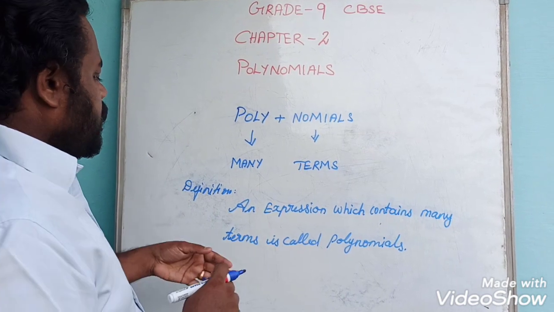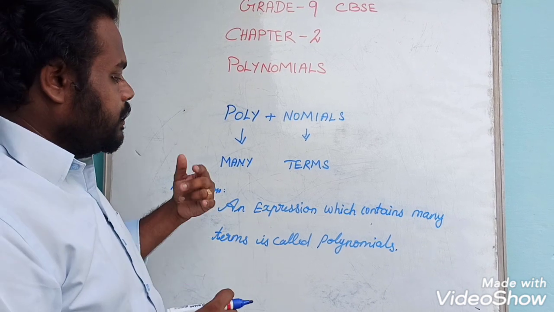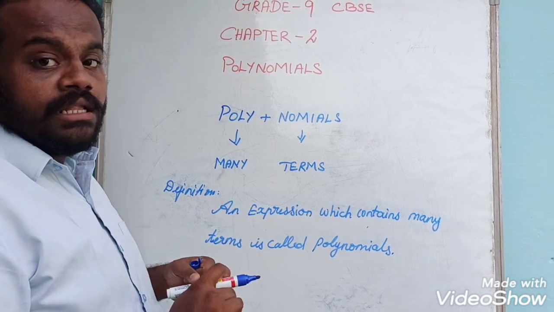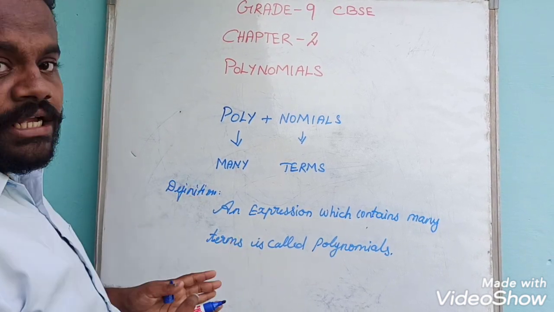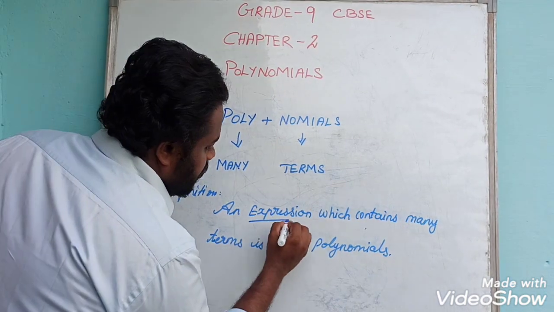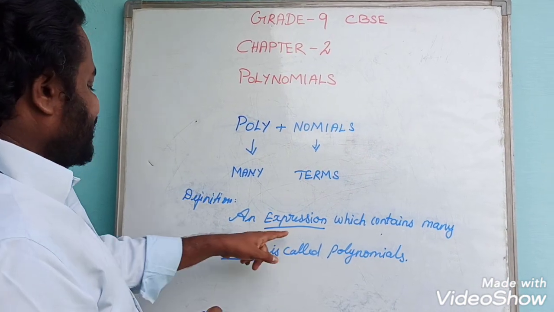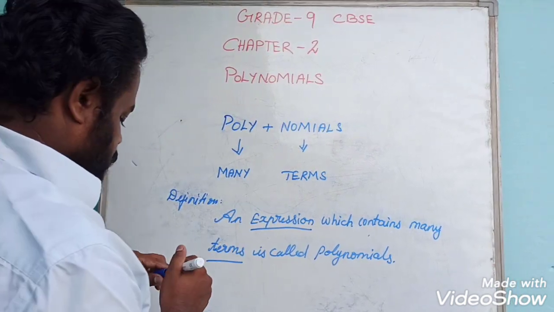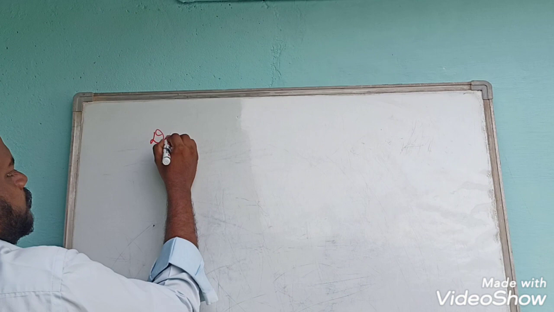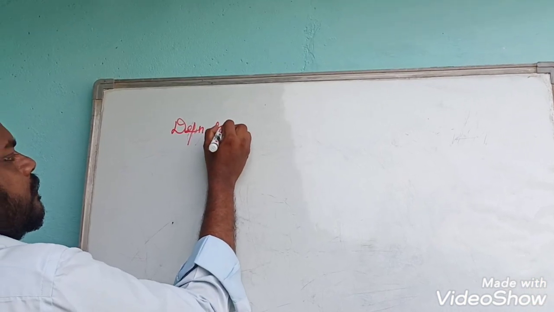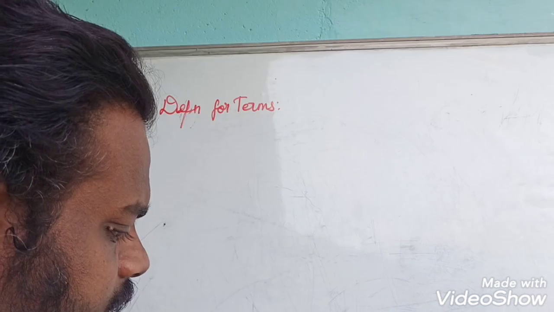And following this, we have to see the types of polynomials. Polynomials have two types, on the basis of terms and on the basis of degree. Before we see the types of polynomial, we have to see the definitions for expression and terms. First, we see the definition for terms. What is meant by terms?